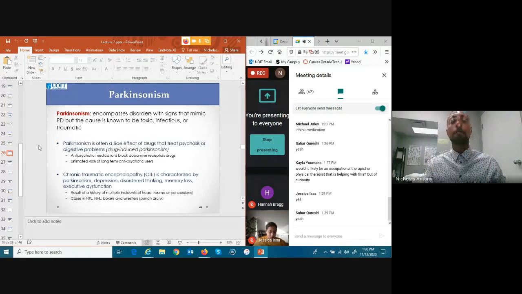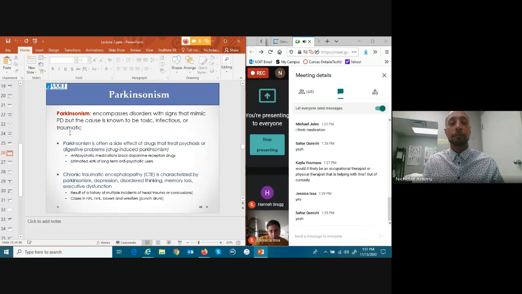That's one term. Parkinsonism is when you have disorders with signs that mimic Parkinson's disease, but it's as a result of either an infection or toxins. So you ingested some sort of weird drug, or it's a side effect of another drug, or something traumatic.